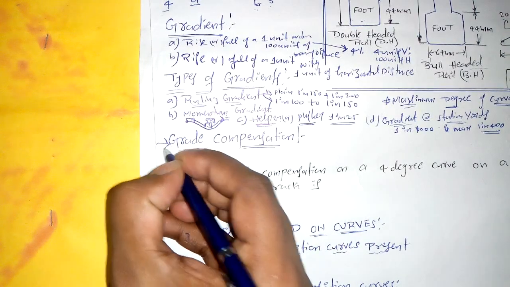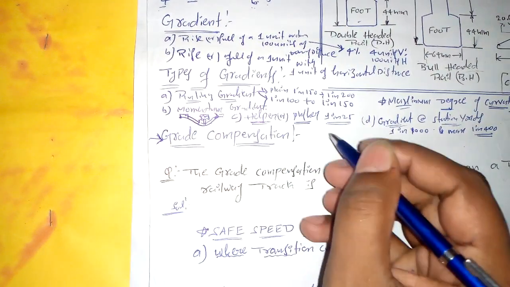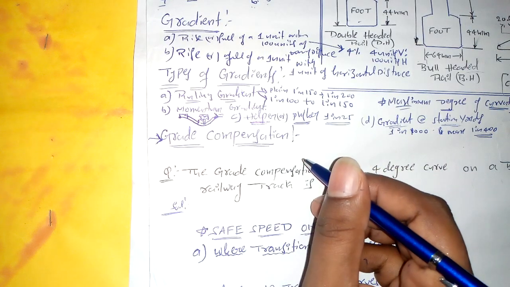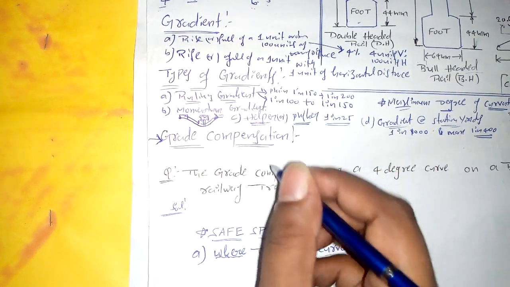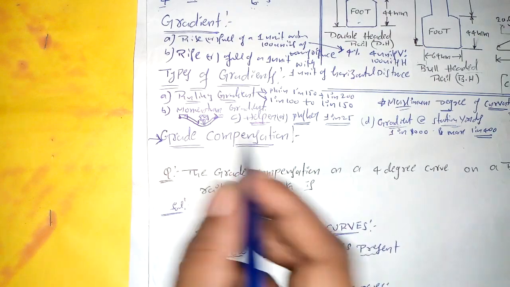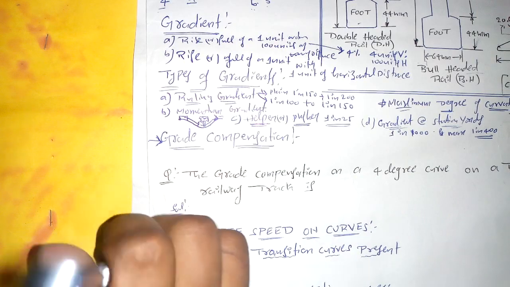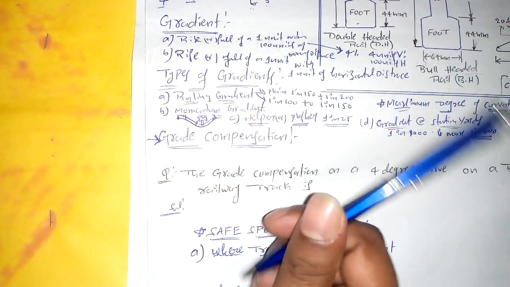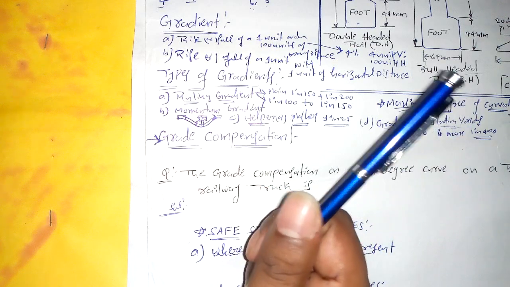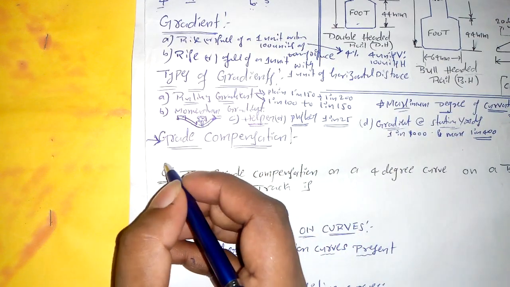So here there is another parameter, grade compensation. As in the case of highway engineering, here also the same thing. When the gradient and the curve both come at one point, then the grade has to be compensated. But in highway engineering, there are two formulas given by IRC, which are 30 plus R by R, and another one is 75 by R. But here there are no such formulas.